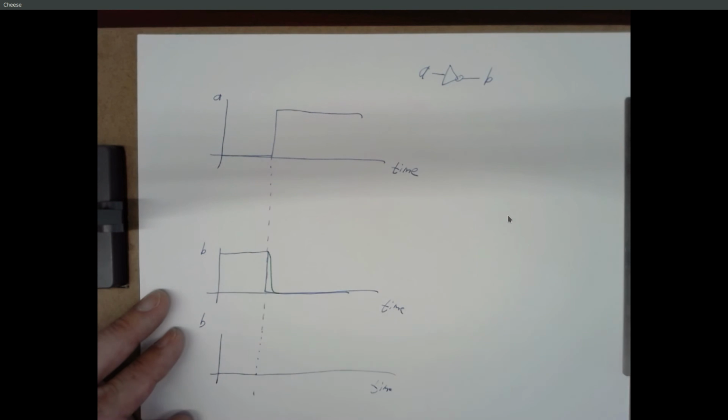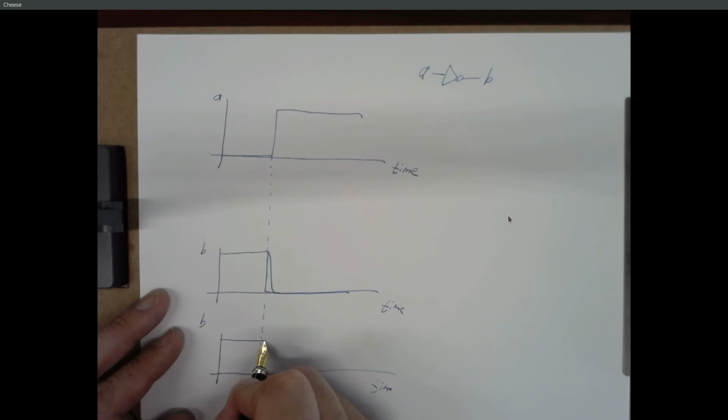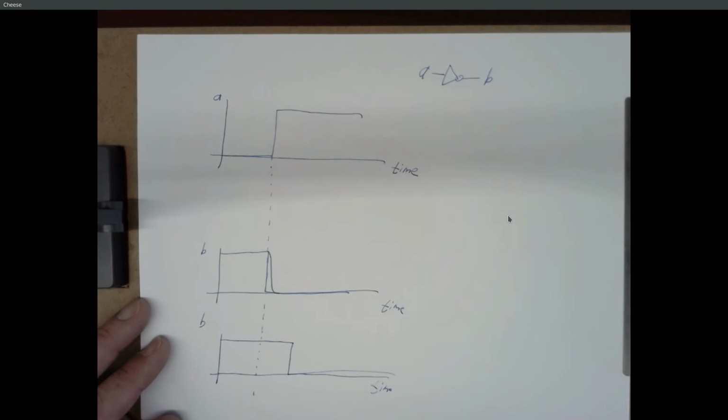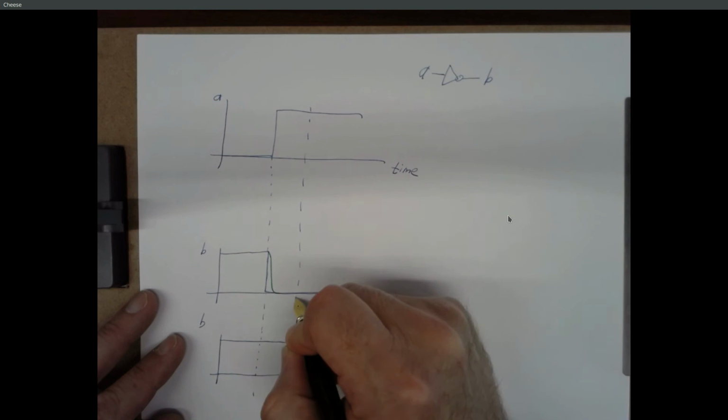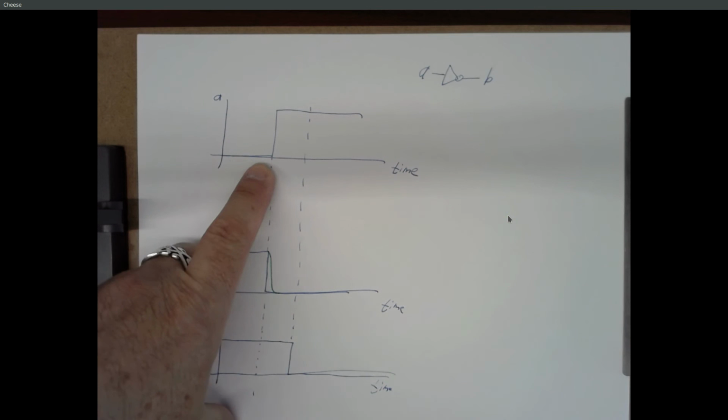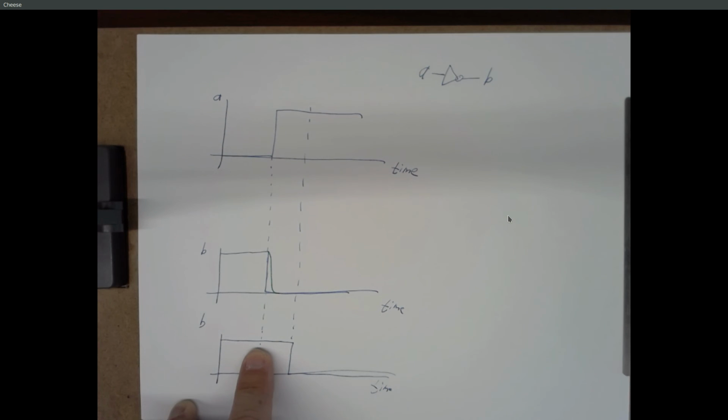Even if we ignore this gradual drop-off, in practice, it takes some amount of time for B to respond to that change in input. So at this point, A went from a 0 to a 1, but for some period of time afterwards, B was still a 1. And then eventually the circuitry got around to responding and said, oh yeah, my output's supposed to be a 0, and the output went down to a 0.